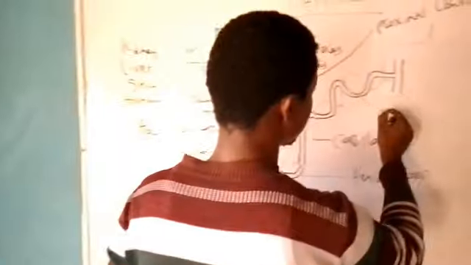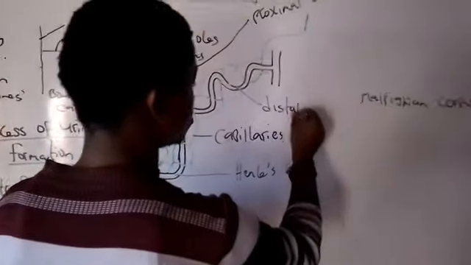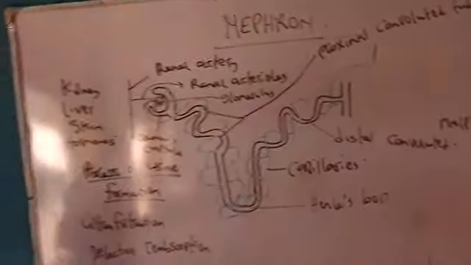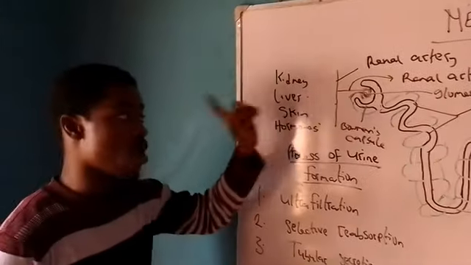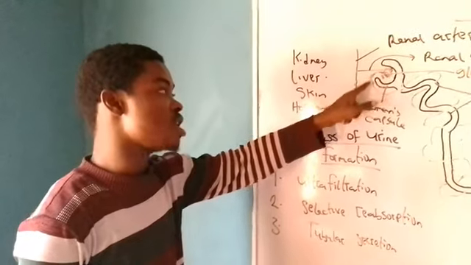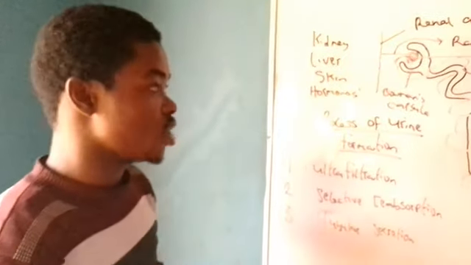Remember, we'll call this the distal convoluted tubule. And then we said there are also two factors that are responsible for what? Ultrafiltration. Number one, the blood entering is at high pressure. Number two, the blood vessel leaving is narrower than the one entering it.